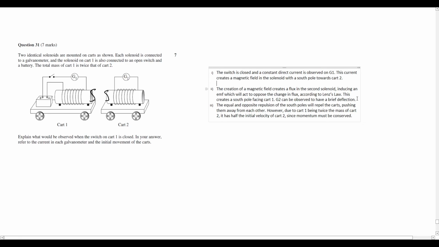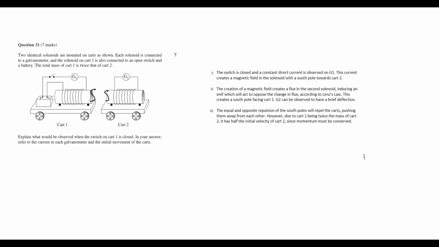So I've written it down in a few different steps. Step 1, we observe that the switch is closed and a constant direct current is observed on G1. Okay, that's the first thing we notice. This current creates a magnetic field in the solenoid with a south pole towards cart 2. So that's the first thing I've drawn on there now, that left-hand cart having the south pole induced at that end there.